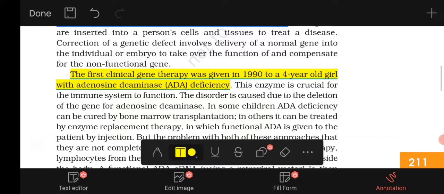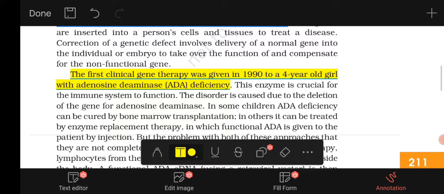Provide immune response. So what happens is when this adenosine deaminase gene is not present, or becomes non-functional, there is no production of adenosine deaminase enzyme. So the person's immunity becomes very low, and they suffer from a syndrome or different types of diseases. It is called severe combined immune deficiency.